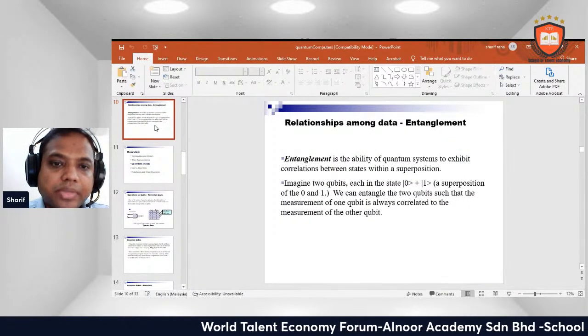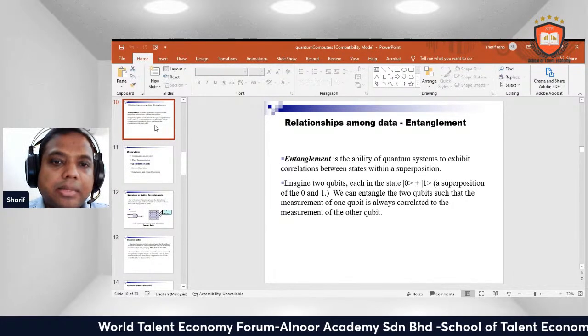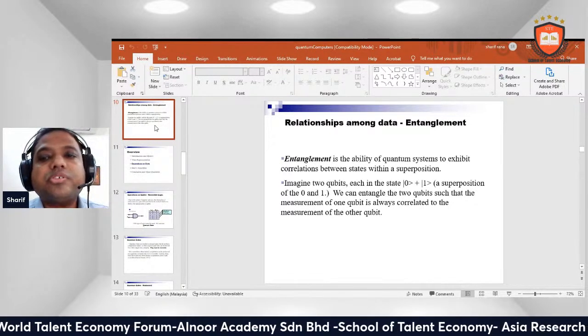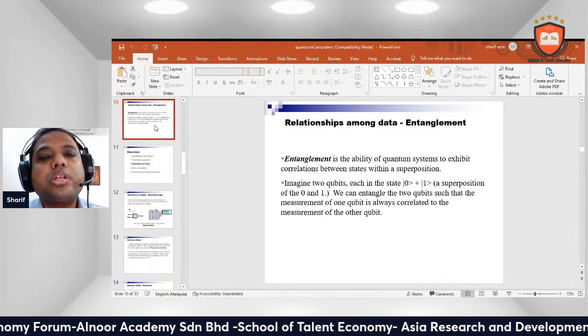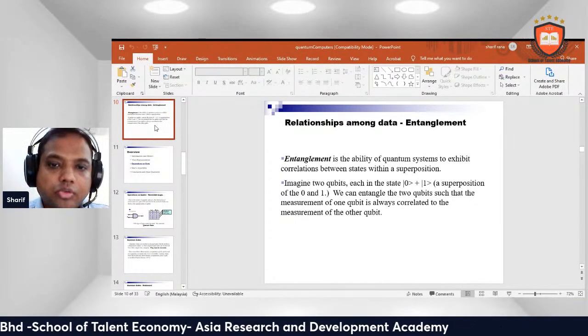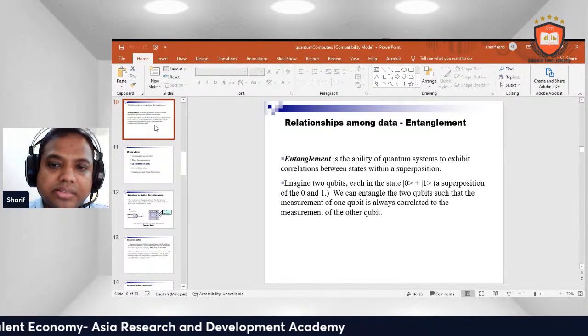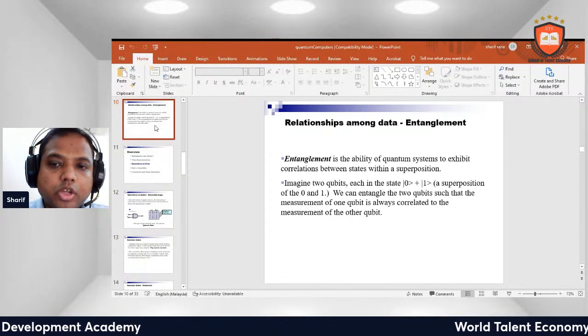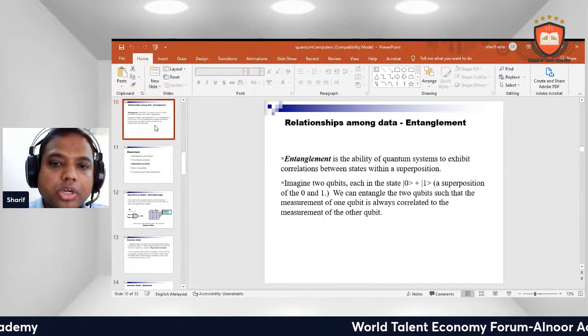Relationship among data. Entanglement is the ability of quantum systems to exhibit correlations between states within a superposition. Imagine two qubits, each in the state 0 plus 1. We can entangle the two qubits, so the measurement of one qubit is always correlated to the measurement of the other qubit.